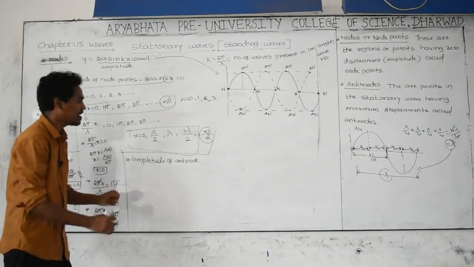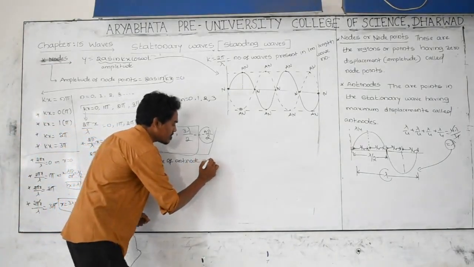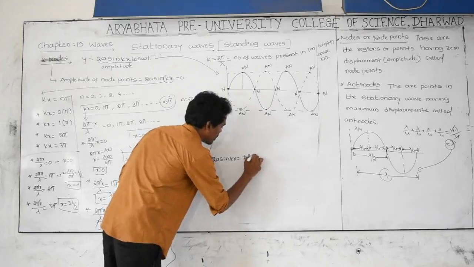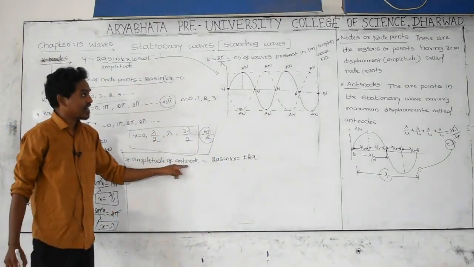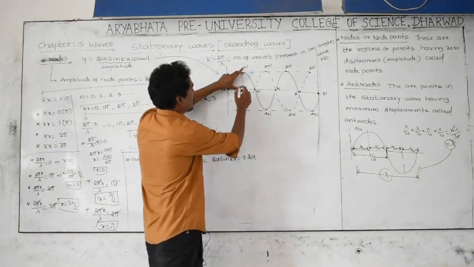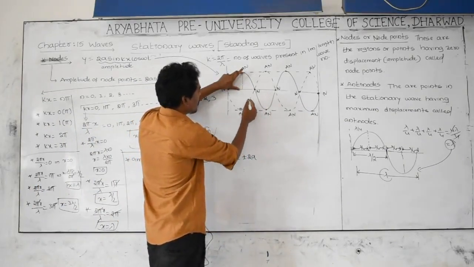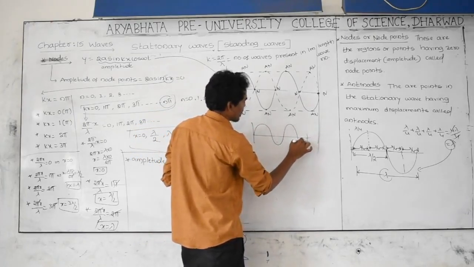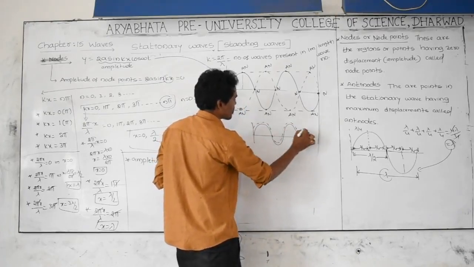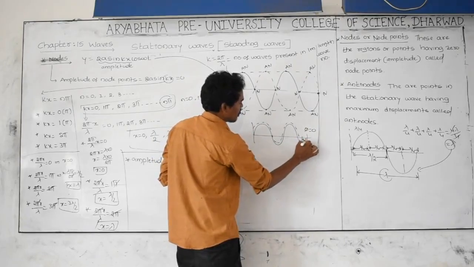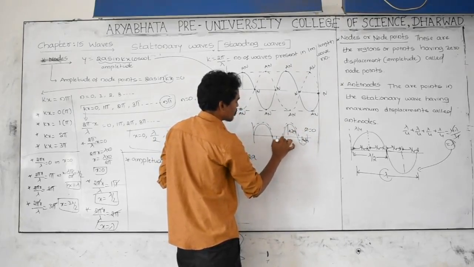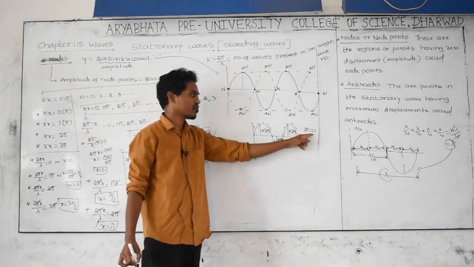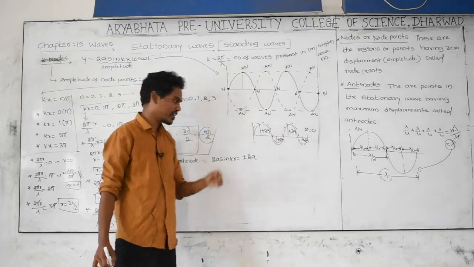Now I am talking about the amplitude of an antinode, which is given by the formula 2a sine kx, equal to plus or minus 2a, because per antinode this is plus 2a. Stationary wave you can take like this also. If the phase difference is equal to 0, then this is plus 2a, plus 2a, plus 2a, plus 2a. If the phase difference between the first wave and the second wave is 0 degree, we can take like this also.